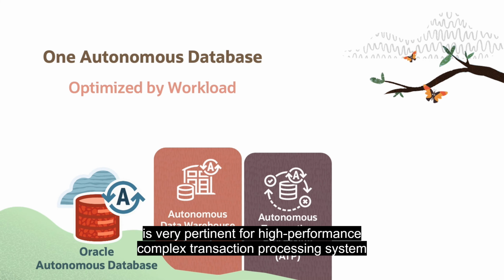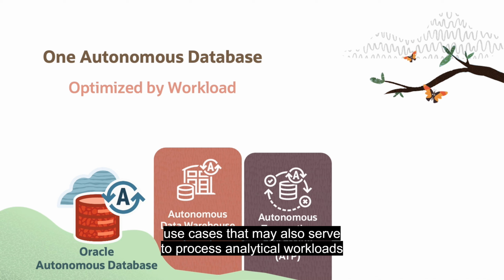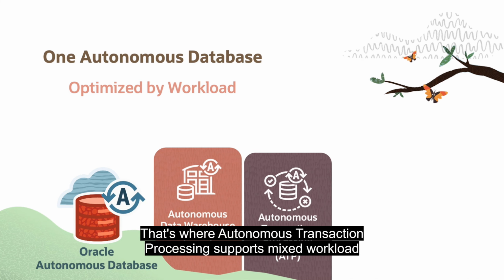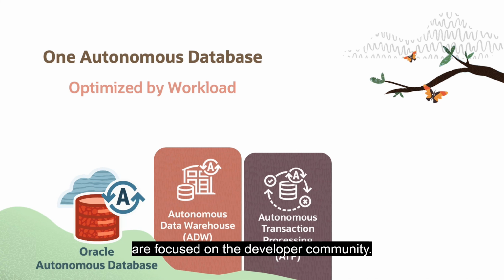Autonomous Transaction Processing database is very pertinent for high performance complex transaction processing system use cases that may also serve to process analytical workloads in the same database. That's why Autonomous Transaction Processing supports mixed workload as well. The next two workload types supported by Autonomous Database are focused on the developer community.